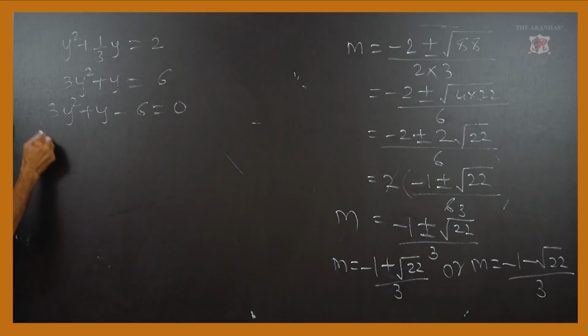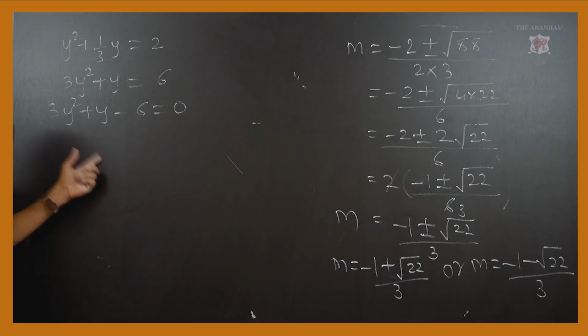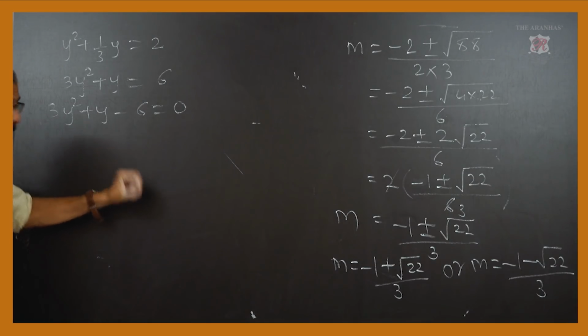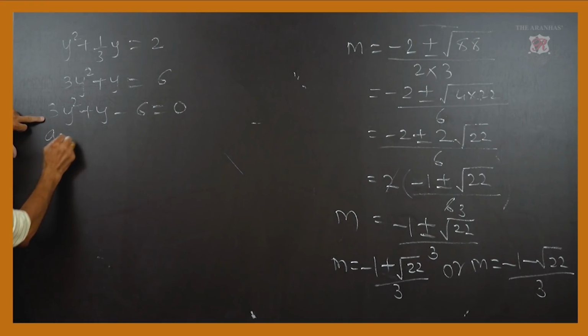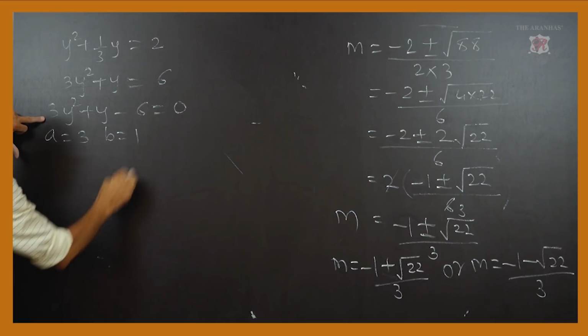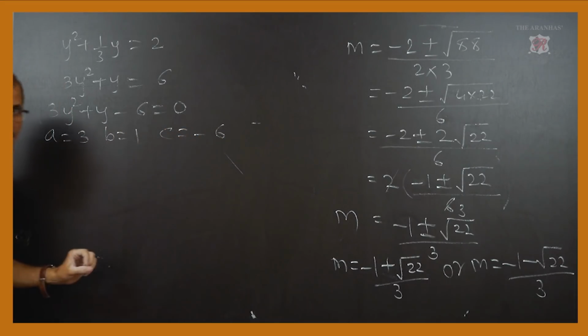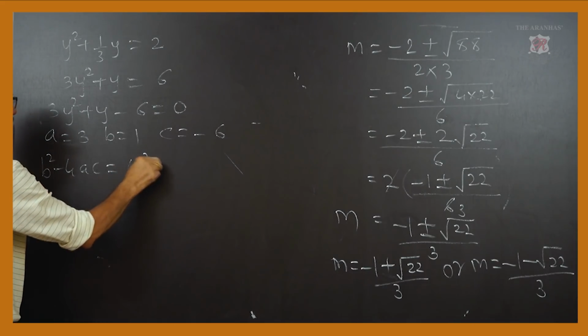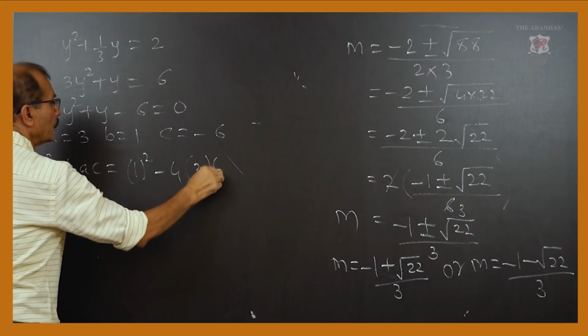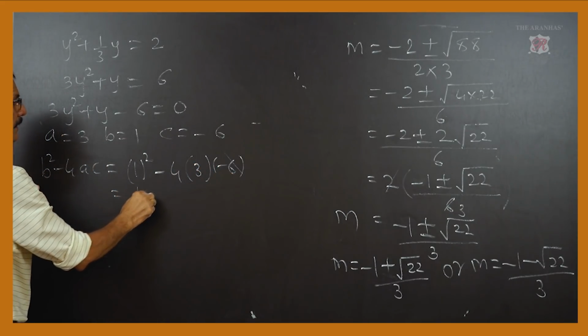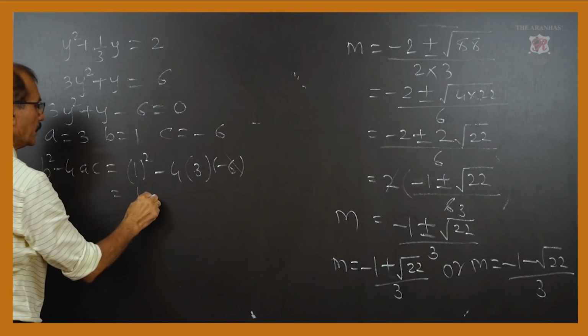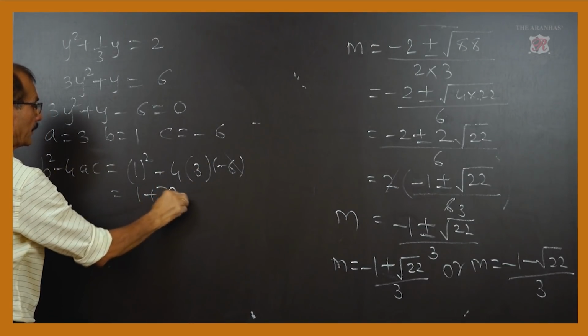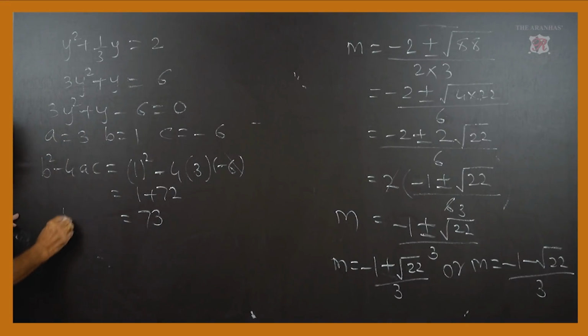So, comparing with the general form ax square plus bx plus c, what you get here is a is equals to 3, b is equals to 1, c is equals to minus 6. Then you have to find the value of b square minus 4ac, which is 1 square minus 4 into 3 into minus 6, that is 1, 4 3s are 12, 12 6s are 72, minus into minus plus. So, you get here 73.